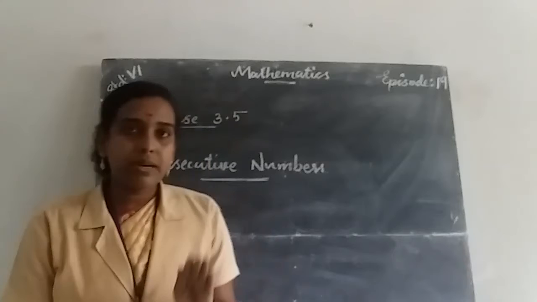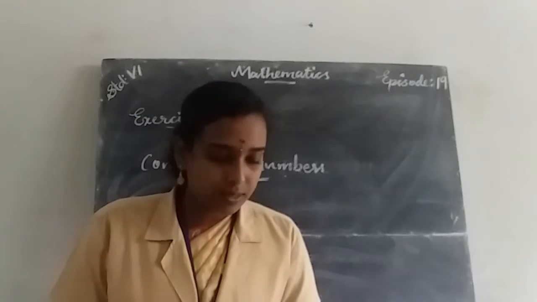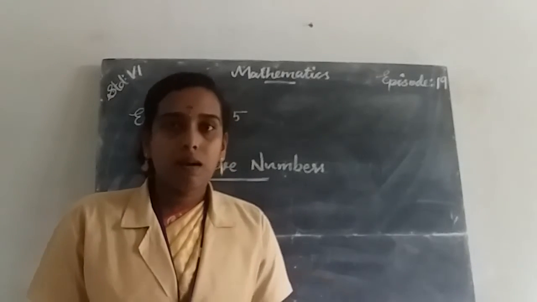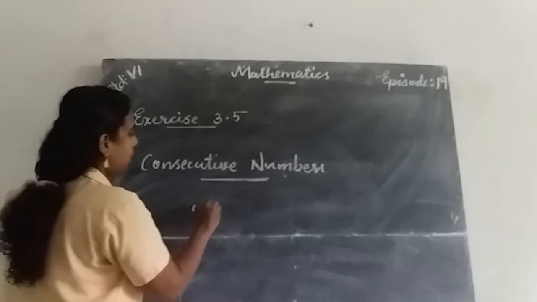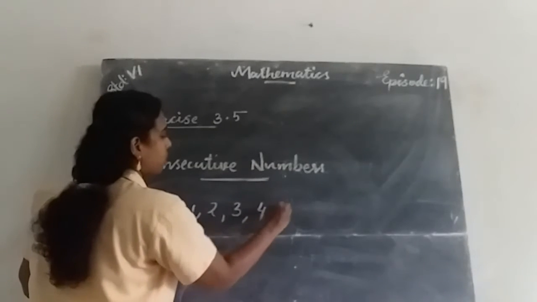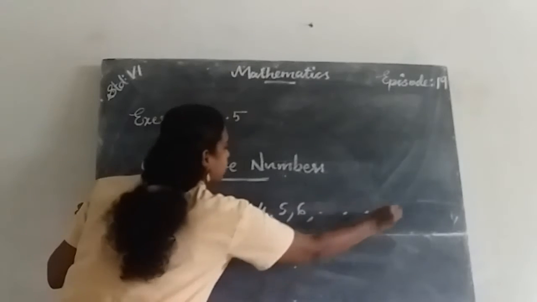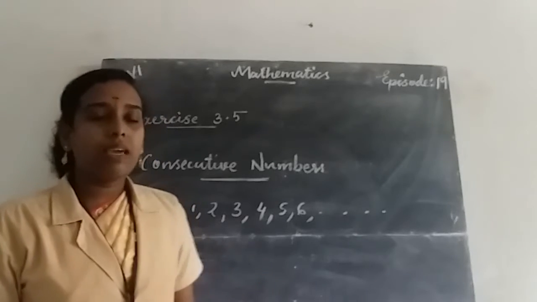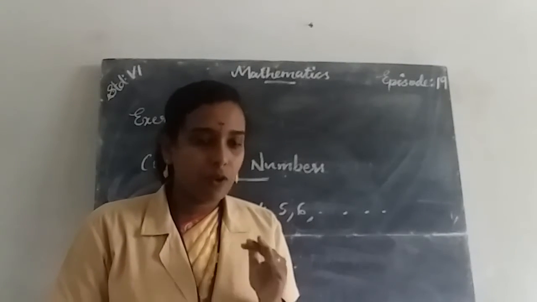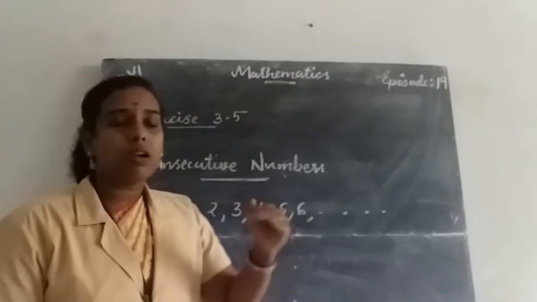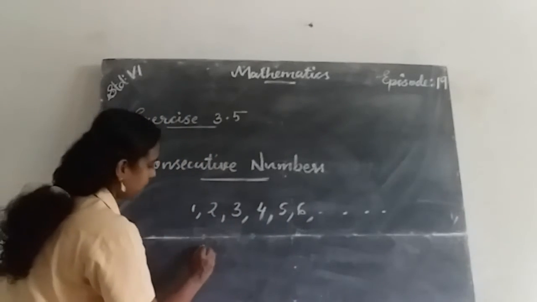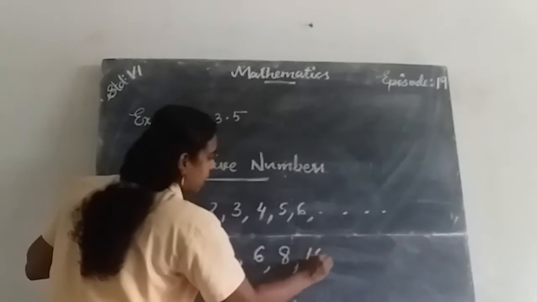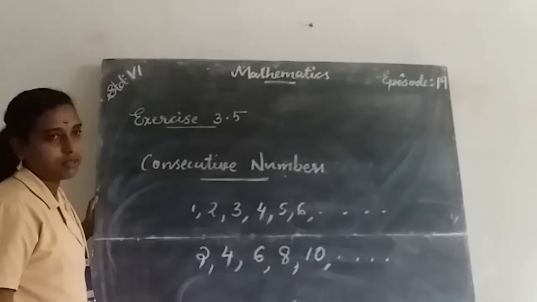Consecutive numbers means numbers that follow each other continuously in the order from smallest to biggest. Such types of numbers are called consecutive numbers. For example, 1, 2, 3, 4, 5, 6, etc. These are the consecutive numbers. And consecutive even numbers means even numbers that follow each other continuously in the order of smallest to biggest. That means the even numbers 2, 4, 6, 8, 10, etc. These are the consecutive even numbers.